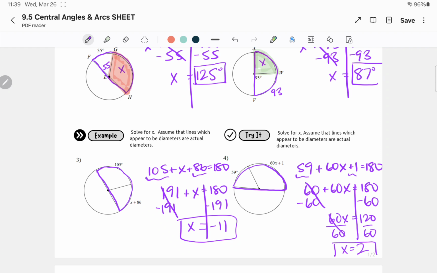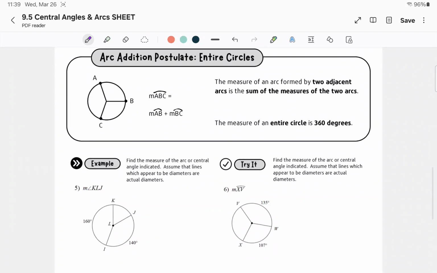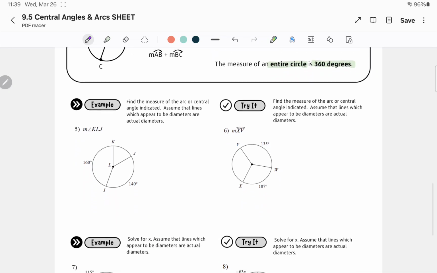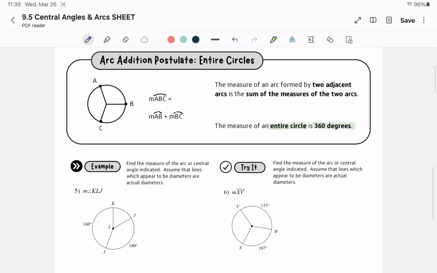All right, so if you have any questions, come find me. But let's go ahead and go to the back if we're ready. And the back is the exact same thing, except this time we have an entire circle. So we want to highlight that the entire circle is 360 degrees, but same concept here. So let's look at an example, right? This whole thing we already just looked at on the other side, okay?